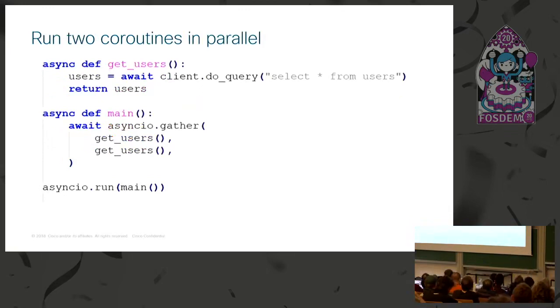Something else which is important to know is how to run coroutines in parallel, because that's the whole point of using async IO. You want to parallelize stuff. One way of doing it is by using asyncio.gather. So asyncio.gather is a way to wait for the outcome of multiple coroutines at the same time. In this case, we spawn the getUsers coroutine twice, and when both are done, the execution of the main function will go on. So actually, you can think of asyncio.gather as a join in threads. You're joining multiple things together.